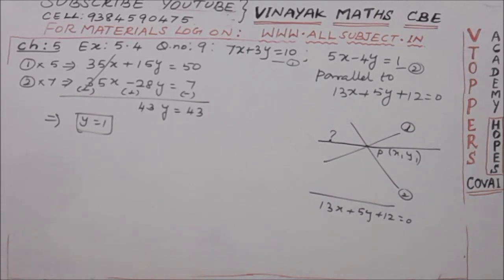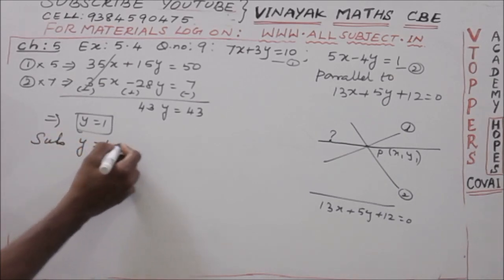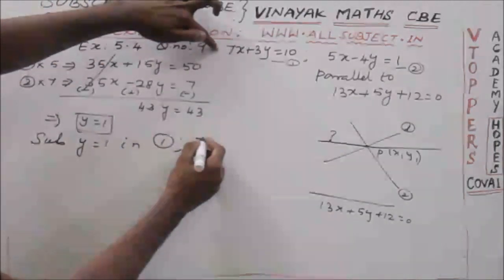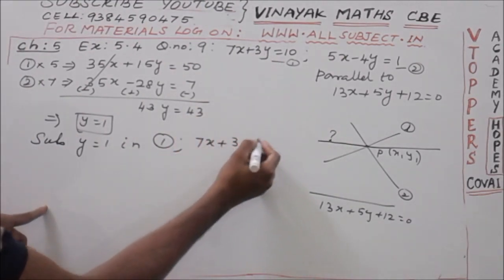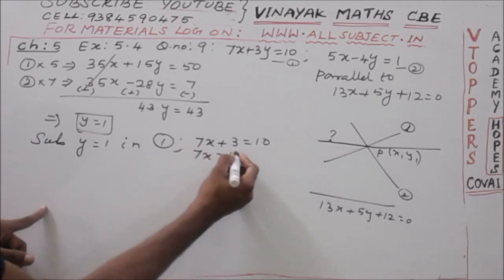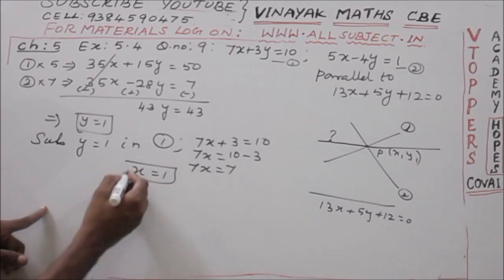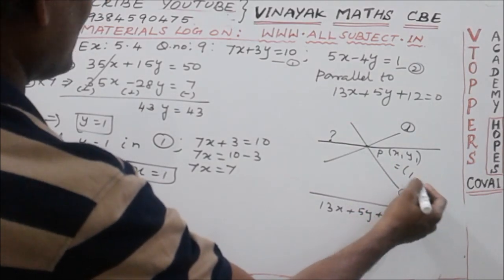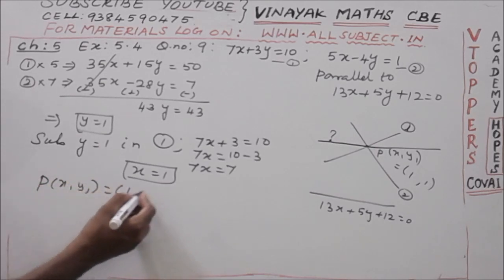Now substitute y equal to 1 in any of the equations, either 1 or 2. Substitute in 1. Equation number 1 will have 7x plus 3 into 1. Y equal to 1 means 3 into 1 is 3, equal to 10. 7x is equal to 10 minus 3. 7x is equal to 7, which implies x is equal to 1. Therefore, the point of intersection P of x1 comma y1 is equal to 1 comma 1.